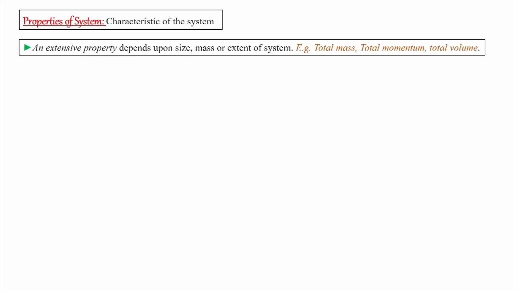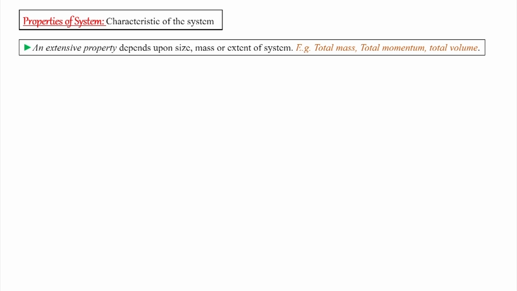So for that we have to describe the existing position or existing state of the system. These characteristics of the system help us to define the existing state of the system. So the properties are the characteristics which help us to define the state of the system. But within the properties there are again two types, and there is an extensive property which depends upon the mass and extent of the system. Examples of extensive properties are total mass, total momentum and total volume.